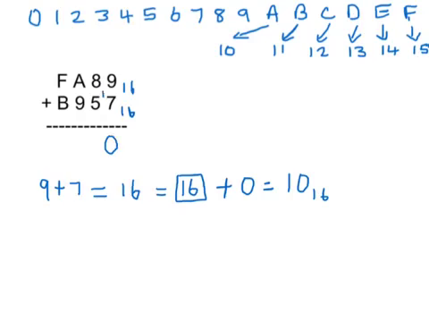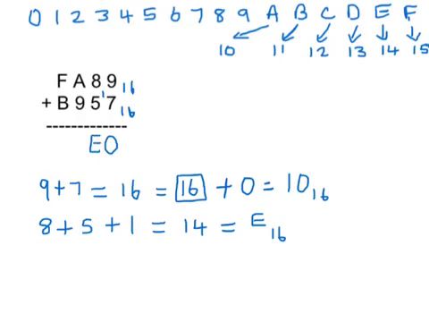For the next addition, let me write it out again, we have 8 plus 5 plus 1. Now 8 plus 5 plus 1 is equal to 9 plus 5, which is equal to 14. And we have a symbol for 14 in hexadecimal, and that symbol is E, base 16. So we write this down. The answer to this is E.